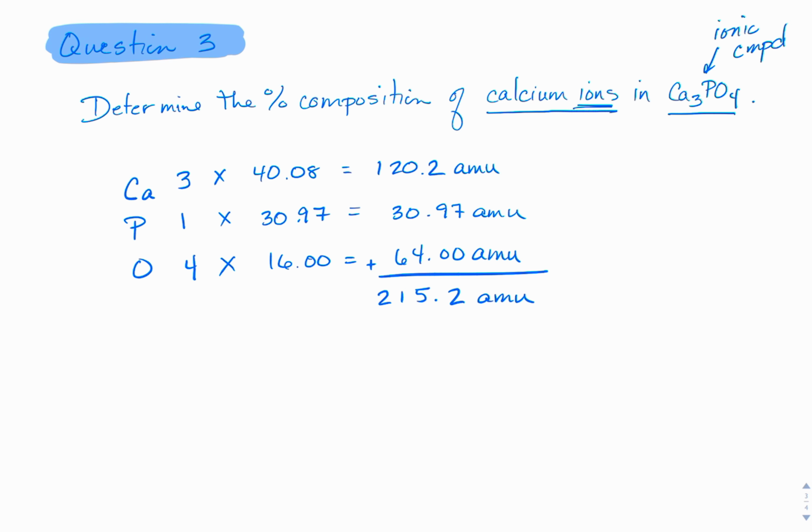And now what we're going to do is we're looking at calcium specifically. So we're going to take this value and divide by the total formula mass times 100. So 120.2 AMUs divided by 215.2 AMUs times 100. And that gives us a percentage of 55.86%. And that's our answer.